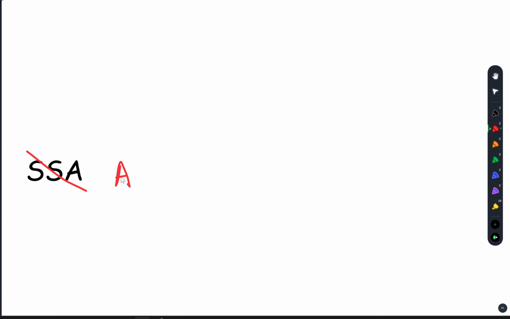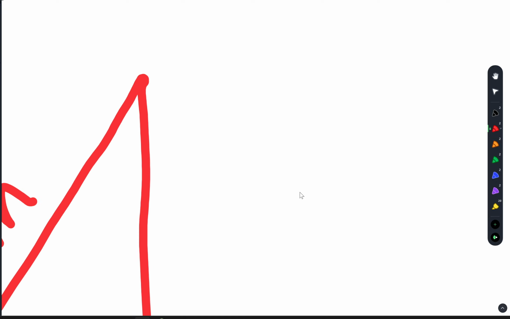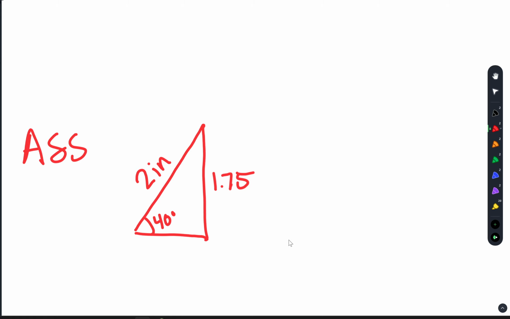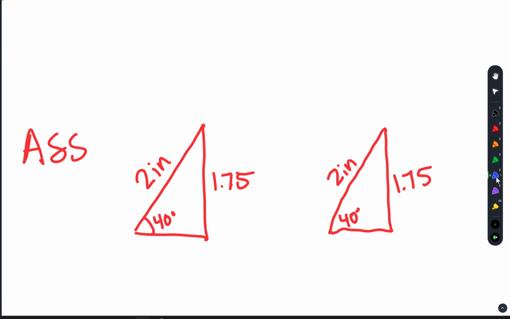I think they're cowards. I think they should just put ASS, to be honest with you. If I have this triangle, let's say it's 2 inches. Let's say that this is 1.75, and let's say this is like 40 degrees. I'm going to draw the exact same triangle over here. Well, that was kind of wobbly, but it's fine. I want to say that these 2 triangles are congruent by side, angle, or that angle is not included.